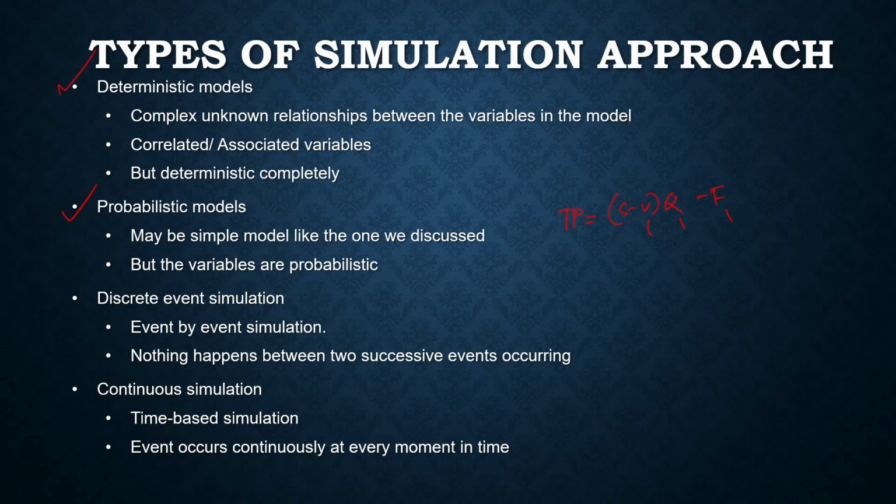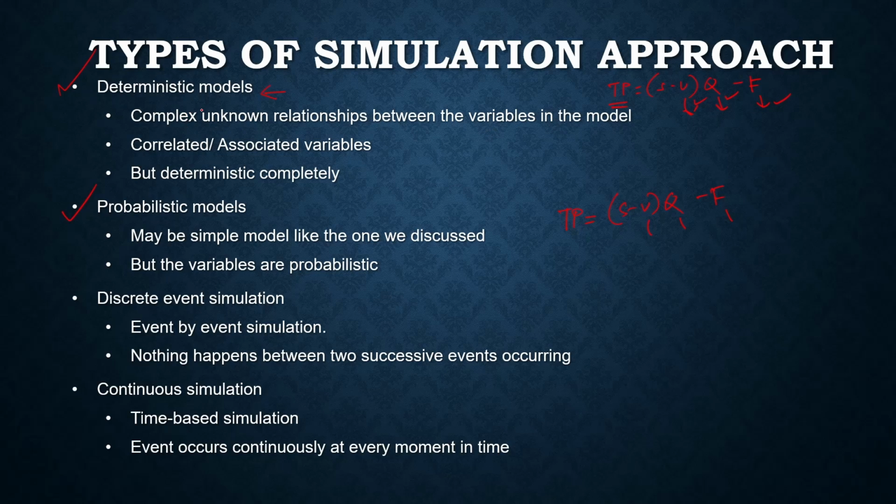So what is a deterministic model? A deterministic model is a model where the variables will not have any particular distribution. They will have fixed values. So you may ask what kind of stupid thing is this? Suppose this is a model and these values are fixed. Why on earth should I use a simulation exercise? Anybody can calculate the TP value with fixed values of V, Q and F. So the answer is this.